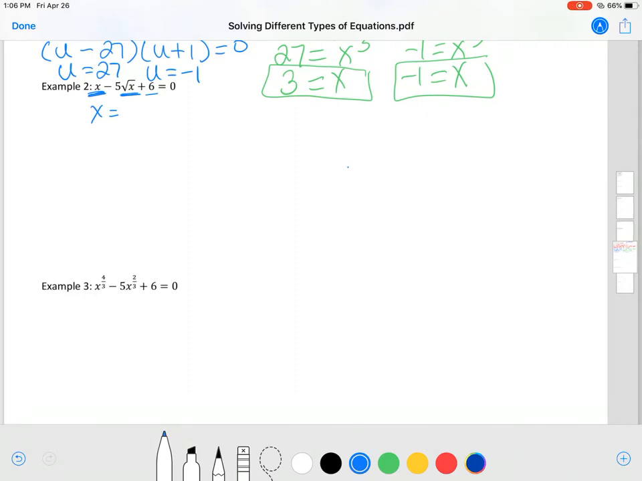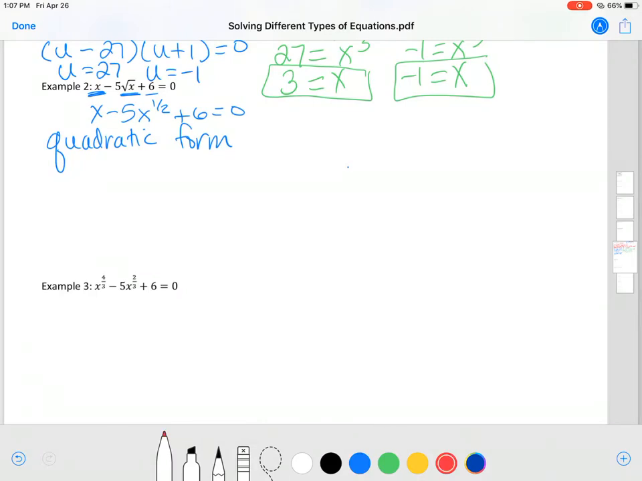Remember that the square root of x is the same thing as writing x to the 1/2. So the exponent of 1 is double the exponent of 1/2. So this is in quadratic form. It's not a quadratic because it would be an x squared if it was a quadratic, but it's in quadratic form, so we can use substitution and then solve it like it was a quadratic.